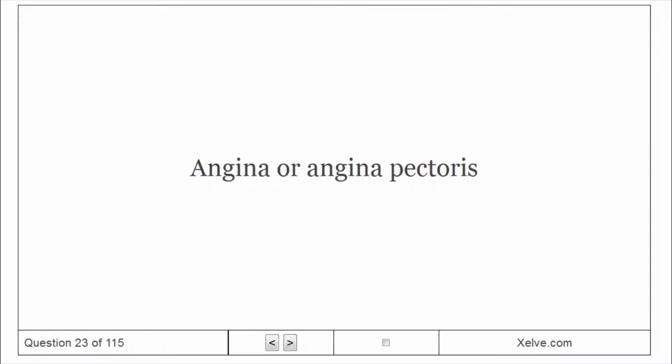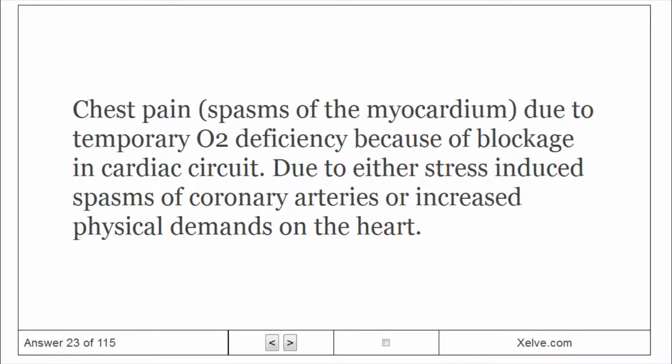Angina or angina pectoris. Chest pain, spasms of the myocardium, due to temporary O2 deficiency because of blockage in the cardiac circuit, due to either stress-induced spasms of coronary arteries or increased physical demands on the heart.